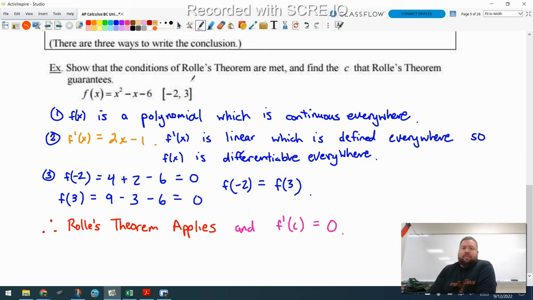All right, and then this says we have to find the c value that Rolle's theorem guarantees. So we're actually going to find this value. F prime is 2x minus 1. F prime of c is 2c minus 1, and that's equal to 0. So c is equal to, add 1, divide by 2, c is equal to 1/2. Make sure the c you find is inside the interval that you were given. It is. So that is our answer.